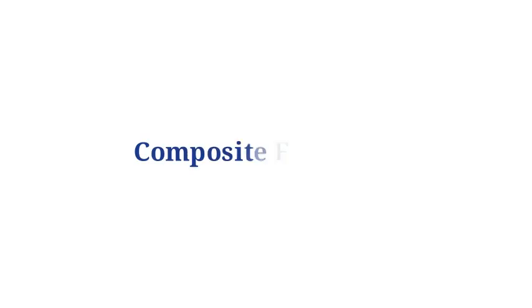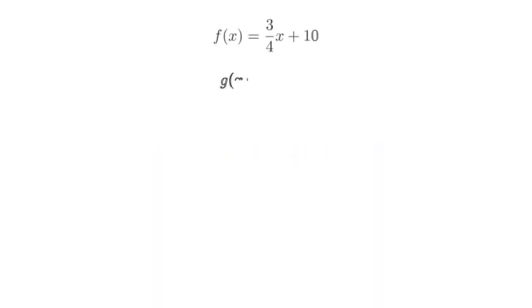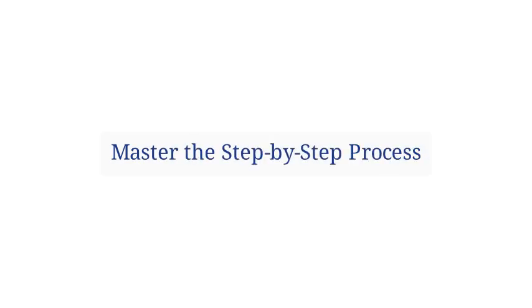Ever wondered how to tackle a math problem that looks like a puzzle within a puzzle? Today, we're diving into composite functions, specifically how to evaluate f of negative 2 plus g of 3 given these two functions. f of x equals 3/4 x plus 10, and g of x equals x squared minus 3. By the end, you'll not only solve this specific problem, but also master the step-by-step process for evaluating complex composite functions.